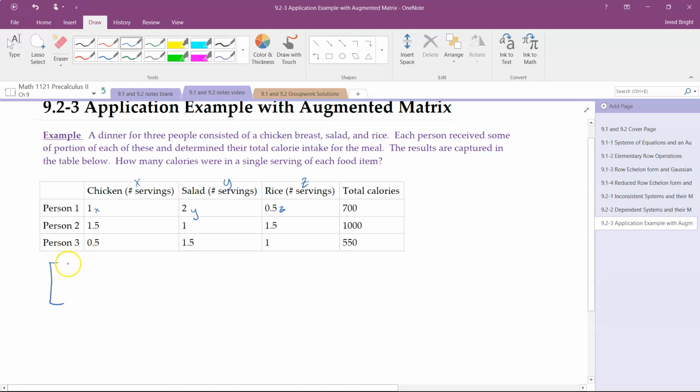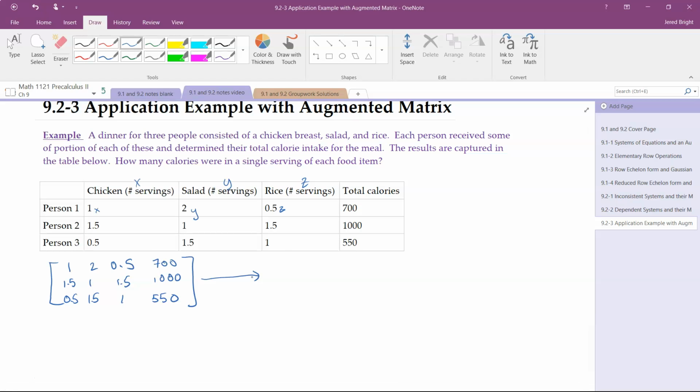to the matrix. So we can write 1, 2, 0.5, and then 1.5, 1, 1.5, and 0.5, 1.5, and 1, and then we have 700, 1,000, and 550. Okay, now what I'm going to do is, for this one, I don't like working with decimals. I actually loathe it. I'd much rather work with fractions.